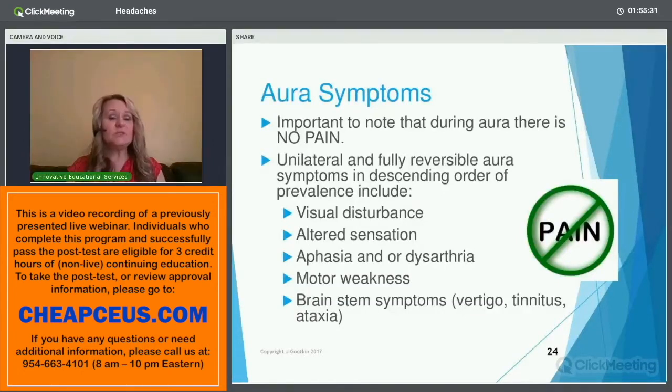Visual disturbance is the most common that someone may experience. They don't have to experience all these. It'll be different for everybody. They say zigzags or light flashing, something like that in many patients. They say about 90% of people it's visual. For others, it may be more somatosensory. Maybe they have pins and needles in different areas. It may progress to some motor weakness or vestibular type of symptoms.